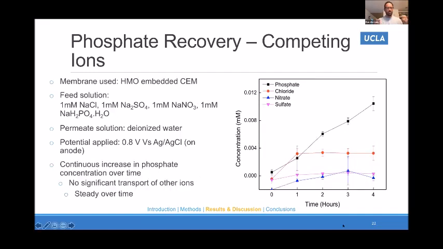But when we use our manganese-embedded membrane, we can see a monotonic increase in the phosphate concentration across the membrane. Again, we don't really see much of a change in the concentration of the other ions, showing that we do indeed have selectivity towards phosphate, and the selectivity is actually quite good. These experiments were run for about 4 hours under very mild driving force conditions. The concentration gradients are small, and the electric fields are not very strong. But we can show that we do have selectivity here, and that was very encouraging to us.